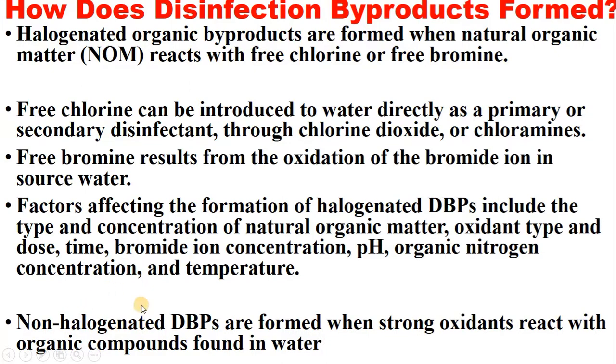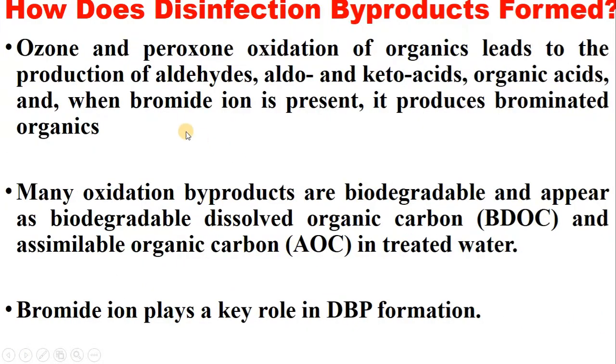Now, if we are looking at non-halogenated disinfection byproducts, which are formed when strong oxidants react with organic compounds found in the water. Ozone and peroxone oxidation of organics leads to the production of aldehydes, aldo and keto acids, organic acids, and when bromide ion is present in the water, it produces brominated organics. Many oxidation byproducts are biodegradable and appear as biodegradable dissolved organic carbon, BDOC, and assimilable organic carbon, AOC, in treated water.